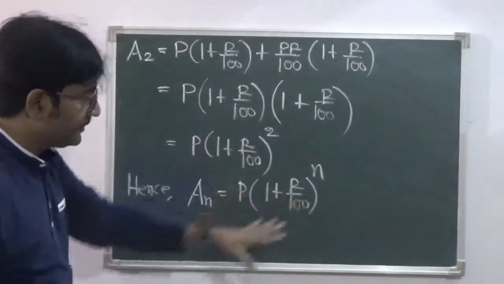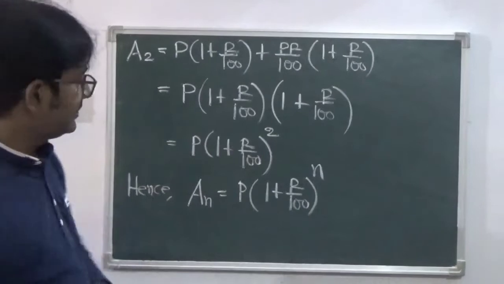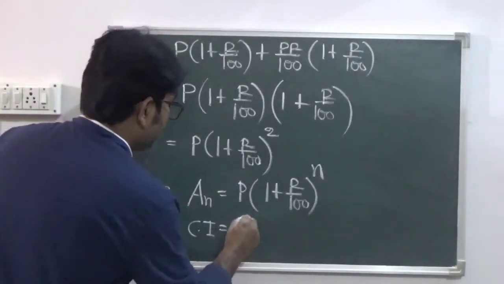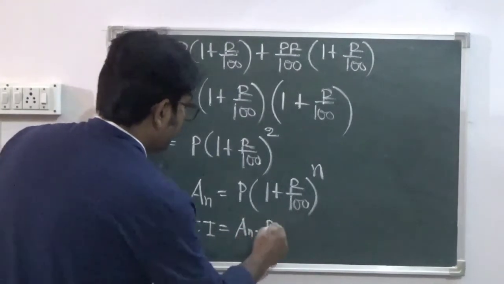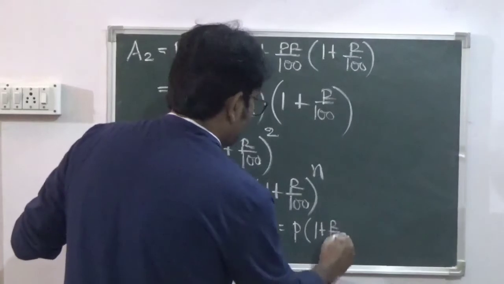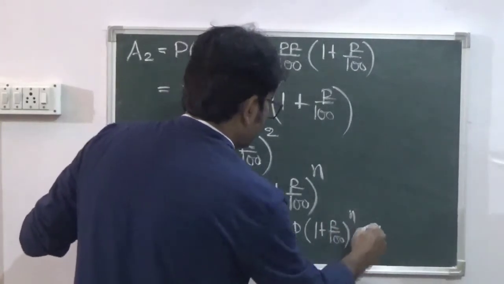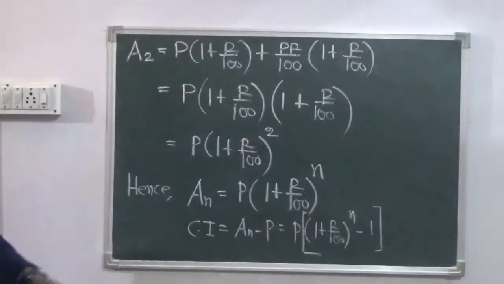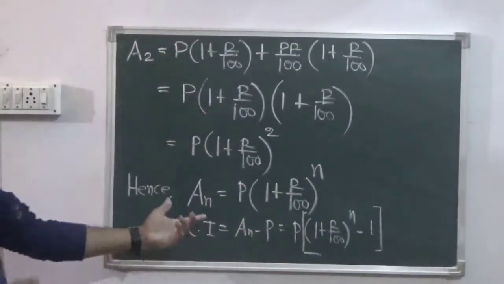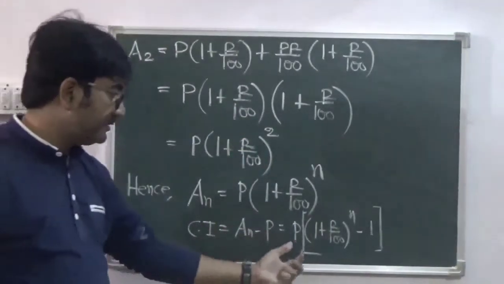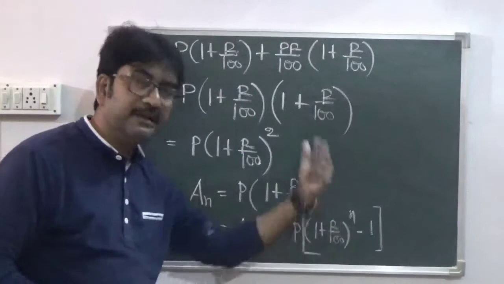So this is your formula for calculating the amount, and compound interest is given by An minus P, that is P into 1 plus R by 100 to the power n minus 1 in bracket if you take P common. So this is your formula. So finally the formula stands: amount equals to P into 1 plus R by 100 to the power n, and compound interest is P into 1 plus R by 100 to the power n minus 1.